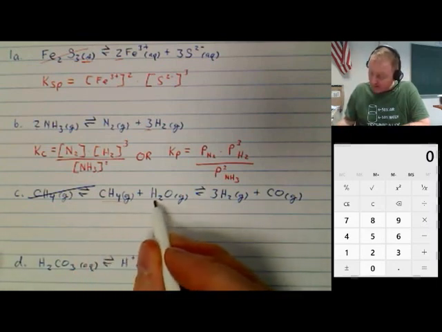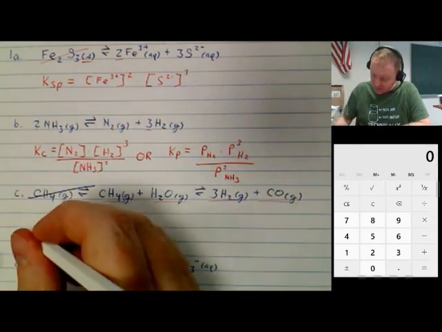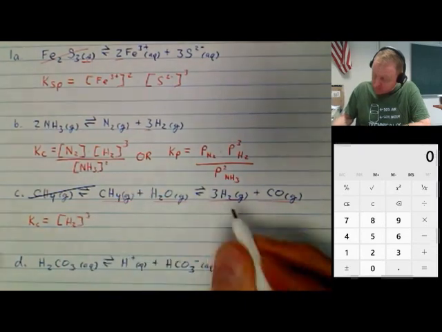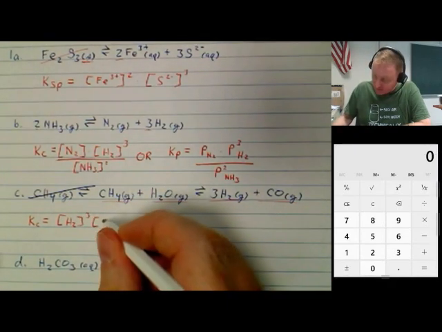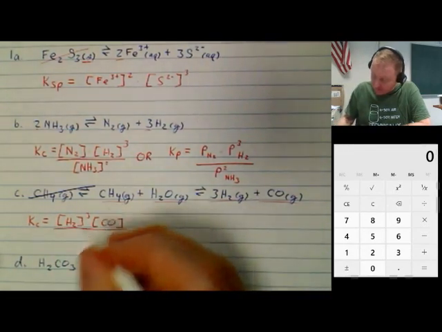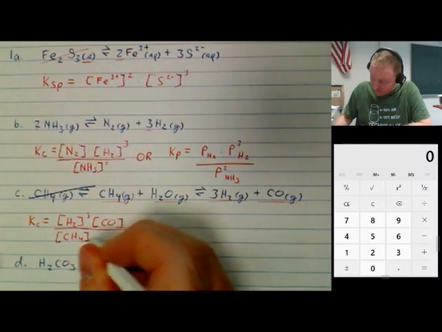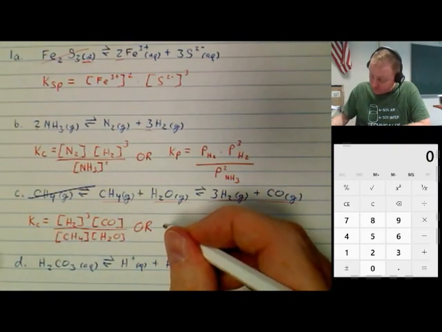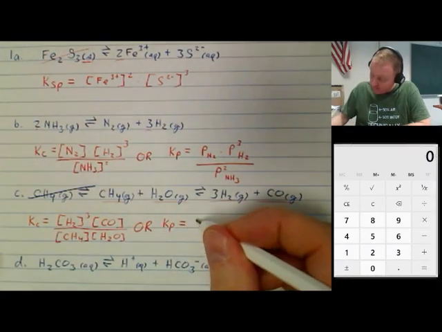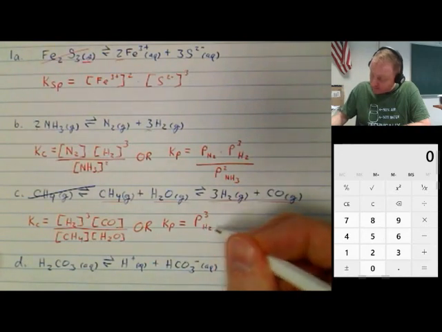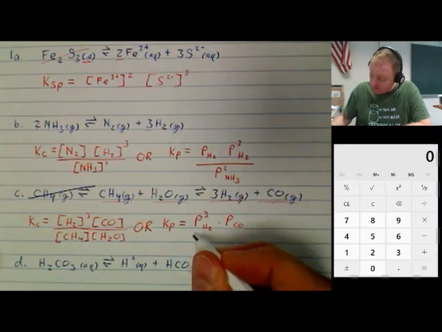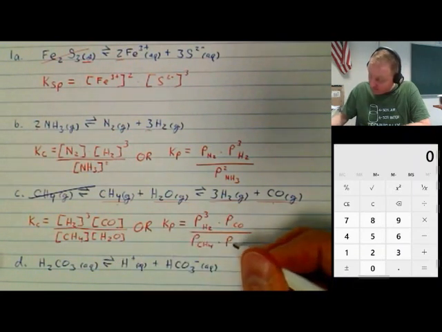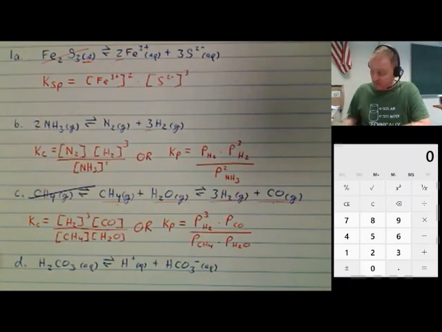All right, let's look at the next one. Again, we have just gases, nothing going on here. So we have 2 possibilities. We have a KC. We would have the concentration of hydrogen cubed times the concentration of carbon monoxide divided by the concentration of methane times the concentration of water. Or we could do a KP for this, and that would be the pressure cubed of hydrogen times the pressure of carbon monoxide divided by the pressure of methane times the pressure of water. So that's what we could do for that one.